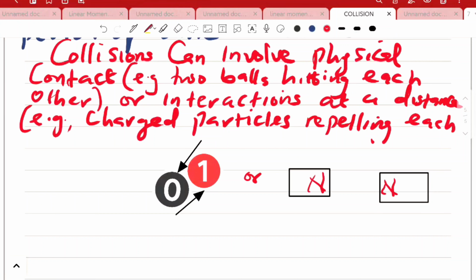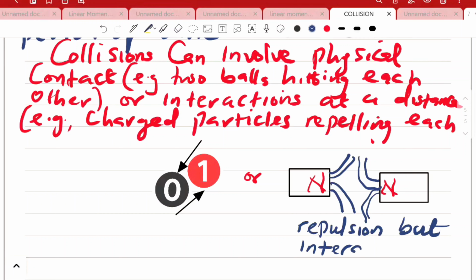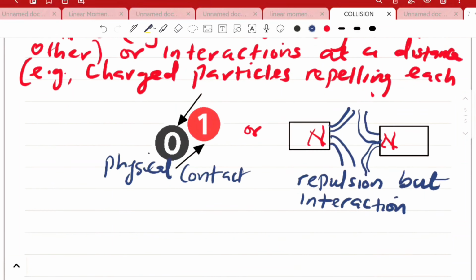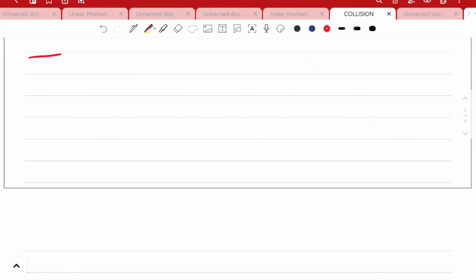What about if you consider a magnet, for example, north and north pole? What happened to them? There's going to be a repulsion. Hence, there is no contact, but there is a force being exerted. I hope you can get this part. So, there is an interaction because they are both within the magnetic field. So, physical contact for the balls and non-contact for the magnet.